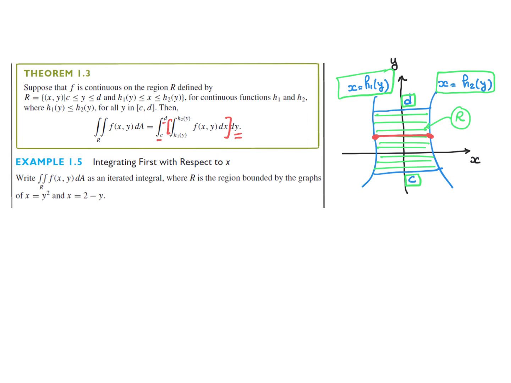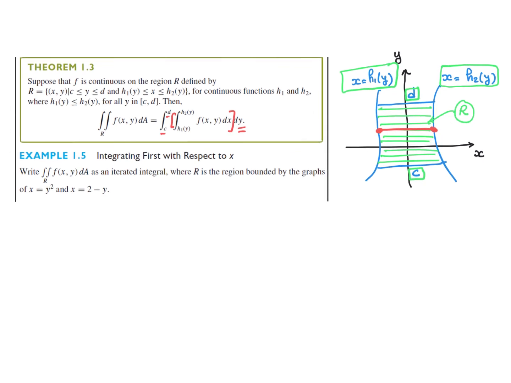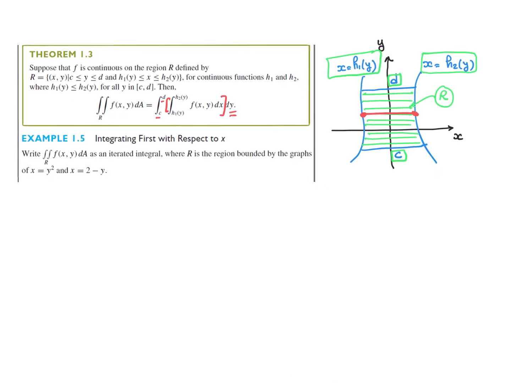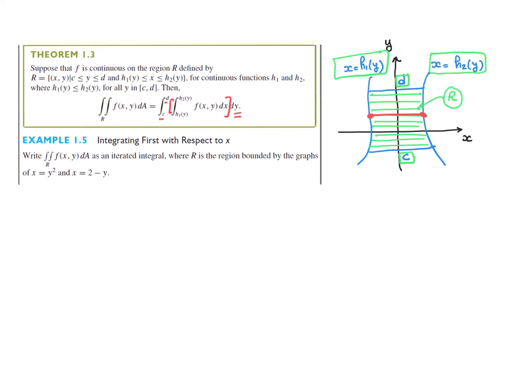So this time we need to start with an integration with respect to x. So here is an example. The region this time is between the curves x equal y squared, which is the parabola with axis the x like this.